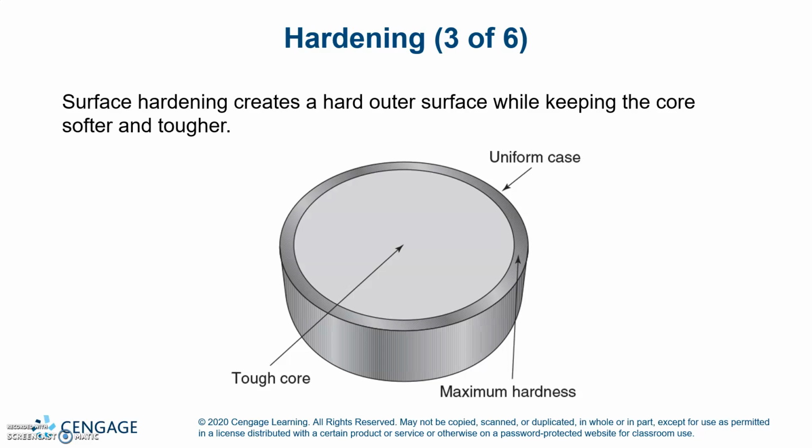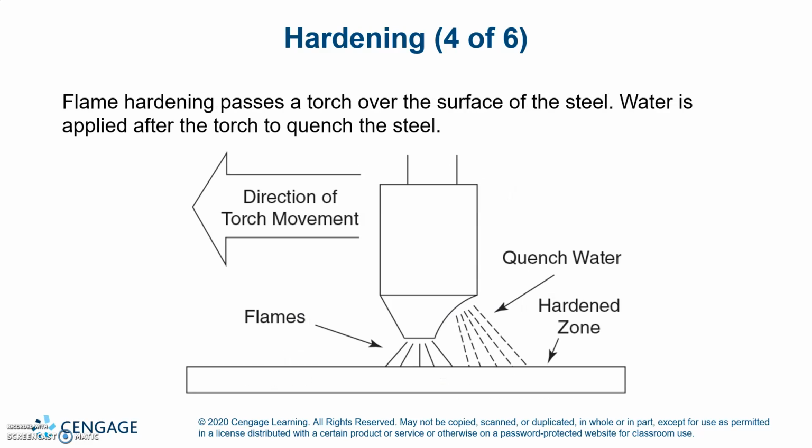Surface hardening creates a hard outer surface while keeping the core softer and tougher. So you get a uniform case, a tough core, and maximum hardness. Flame hardening passes a torch over the surface of the steel. Water is applied after the torch to quench the steel. And that shows you an example of that.